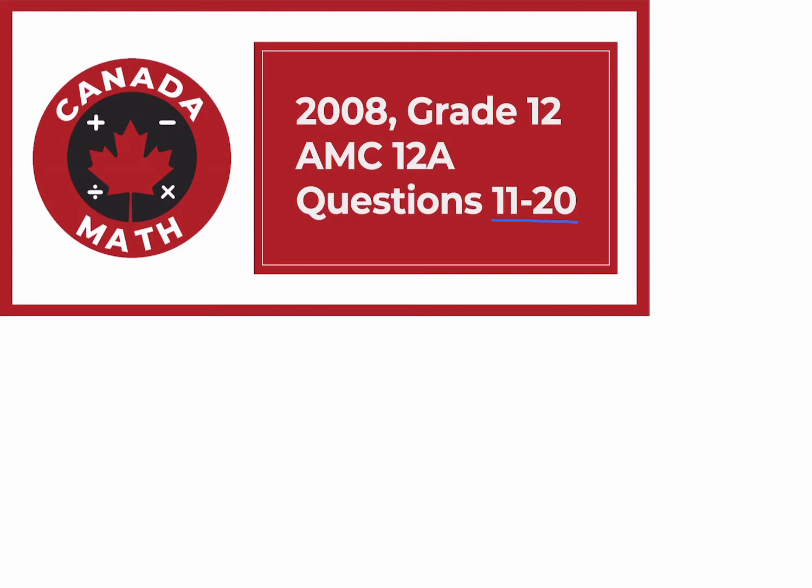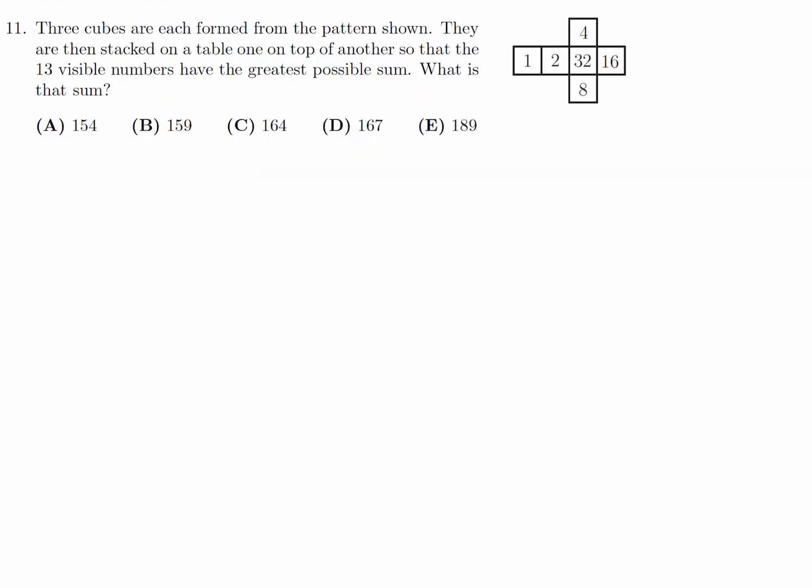Questions 11 through 20 on the 2008 grade 12 AMC 12A. 3 cubes are each formed from the pattern shown. They are then stacked on a table, one on top of another, so that the 13 visible numbers have the greatest possible sum. What is that sum?